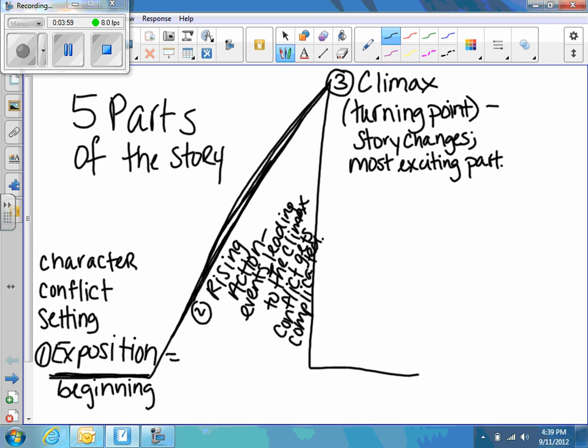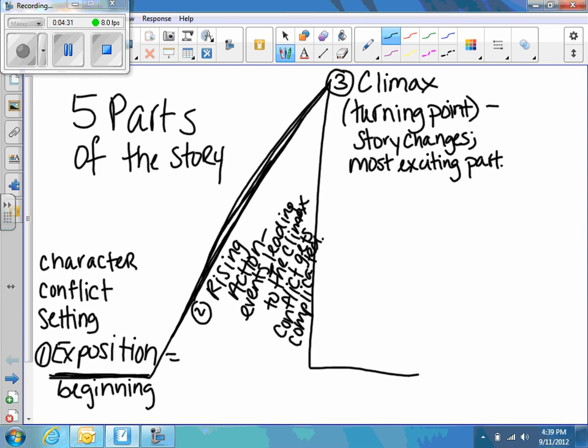So, for example, if you were reading a mystery book, the exposition will introduce us to the characters, the setting, and the conflict. The rising action would be all the mysterious stuff that's happening, like all the clues that are leading us up to the climax, which is where we think, hey, we have this mystery figured out. Or if it's a suspense book, the rising action is all the scary stuff that's happening, and then the climax is where we're figuring out who is doing what or what's happening to make it so scary. Okay, so that's the climax. The climax is the turning point.